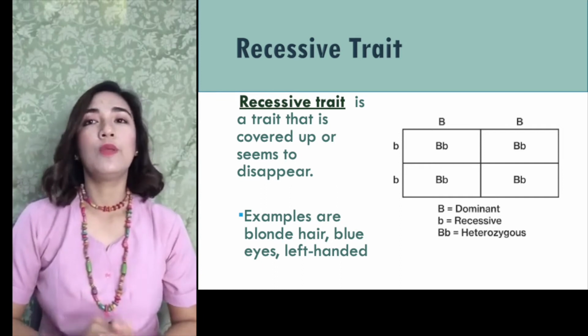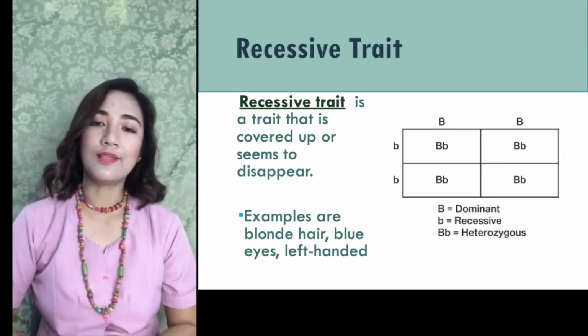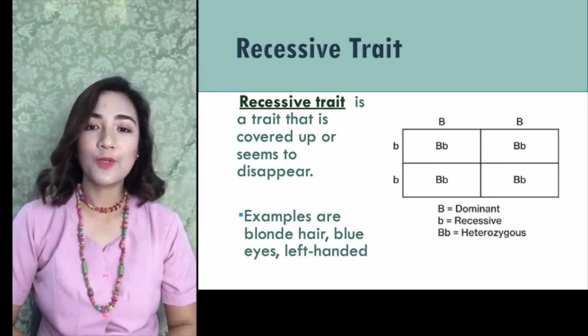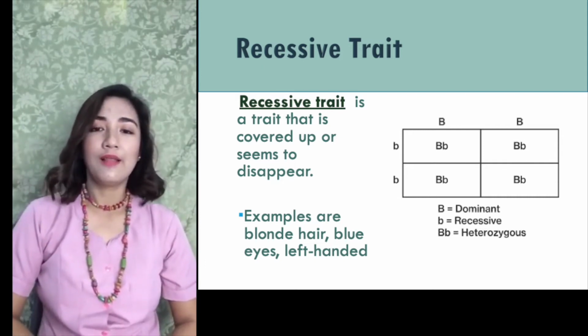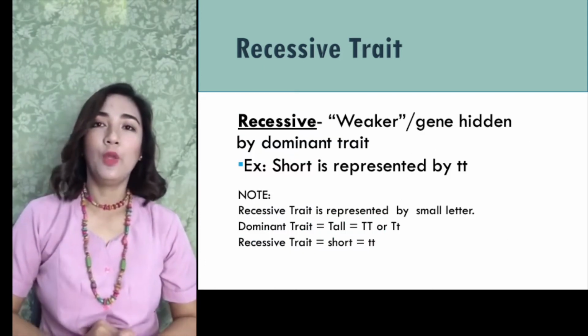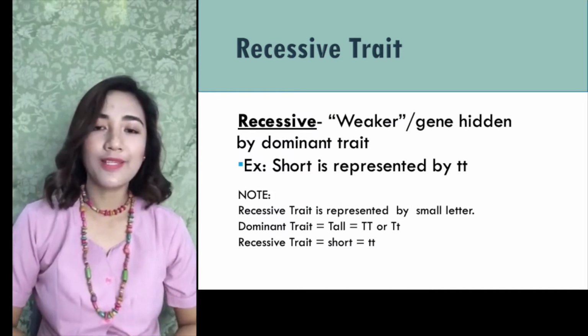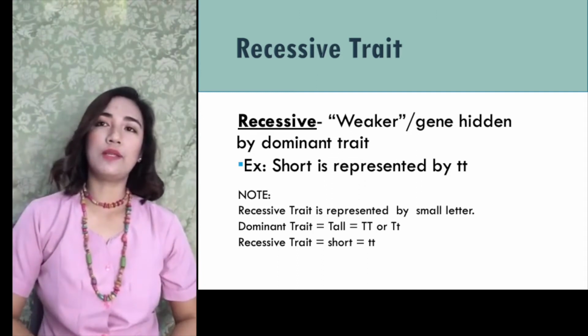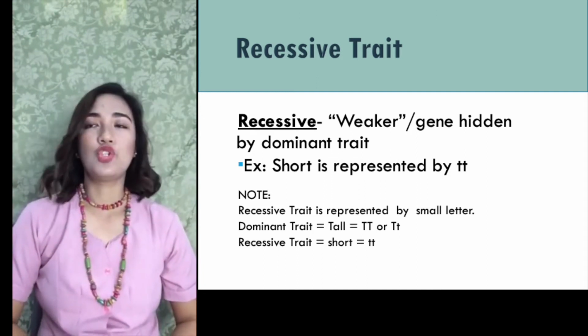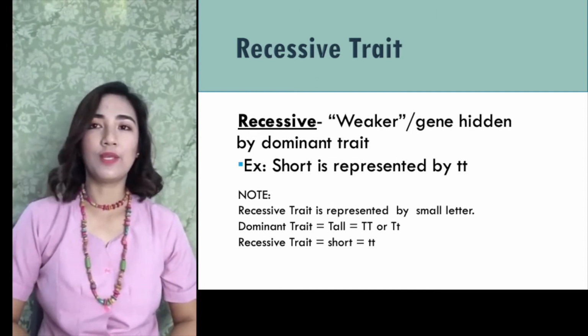Recessive trait. When we say recessive, it is a trait that is covered up or seems to disappear. Examples are blonde hair, blue eyes, left-handedness. Okay? Note that a recessive trait is represented by small letters. So the recessive trait is always weaker. It is a gene hidden by the dominant trait.